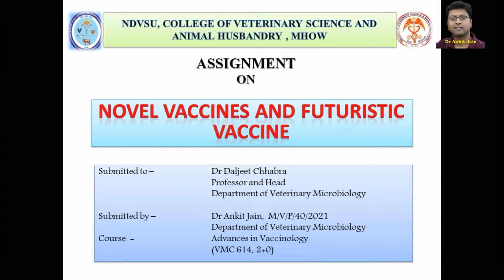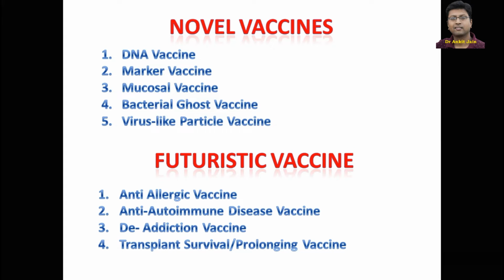I am going to present my assignment topic, novel vaccines and futuristic vaccines, under the course Advances in Vaccinology, VMC 614 2+0. I will cover the following headings. In novel vaccines, I will cover DNA vaccine, marker vaccine, mucosal vaccine, bacterial ghost vaccine, and virus-like particle vaccine. And in futuristic vaccines, I will cover anti-allergic vaccine, anti-autoimmune disease vaccine, de-addiction vaccine, and transplant survival prolonging vaccine.